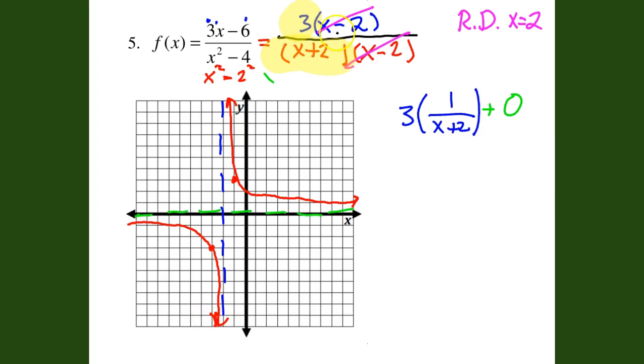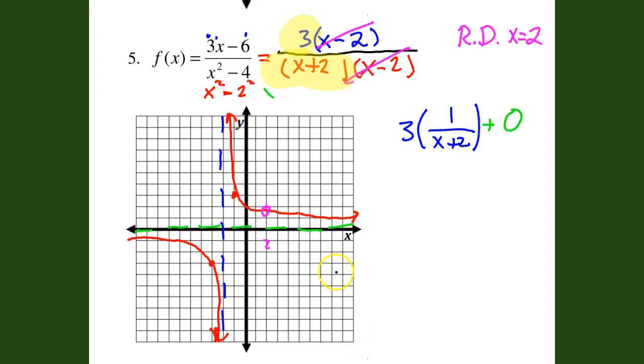Okay, and lastly, discontinuities at +2. So we'll go to x equals 2, and there it is. Removable discontinuity. All right, let's finish up the front side here.